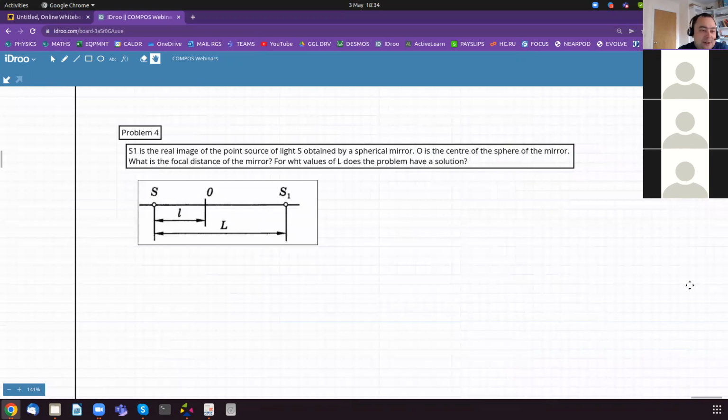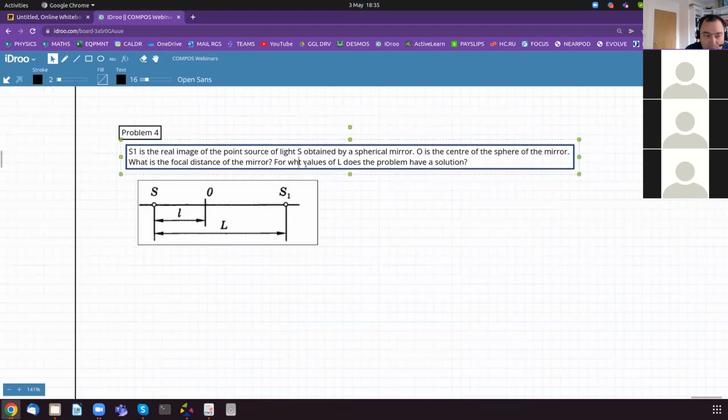Okay, let's do a mathsy question. S1 is the real image of the point source of light, S. So S is a point source of light. S1 is the image obtained by a spherical mirror. O is the center of the sphere. What is the focal distance of the mirror? For what values of L does the problem have a solution?